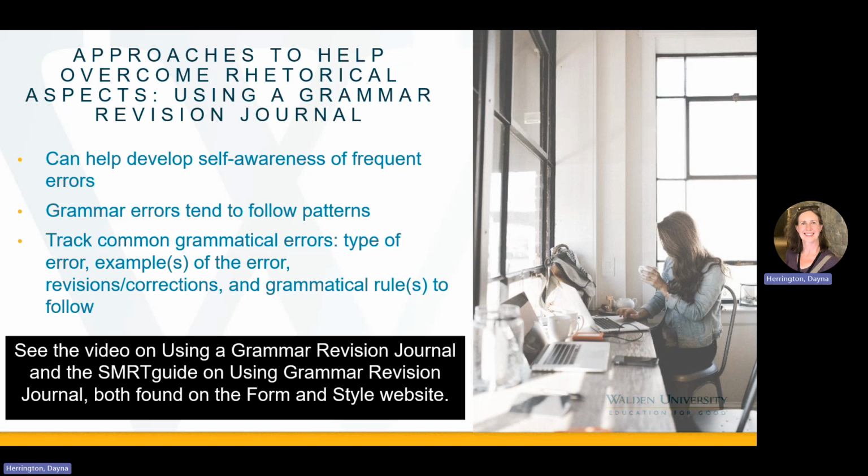The journal itself gives a place for the writer to keep track of 4 things: the type of error, examples of the error, revisions and corrections for the error, and the grammar rule to follow. On the Form and Style website, under 4 Capstone Multilingual Writers resources, you can find a short video on using a grammar revision journal, and there's also a smart guide on this revision strategy. Again, the overall goal is for writers to become more self-aware of writing strengths and weaknesses because this self-awareness leads to effective self-editing.